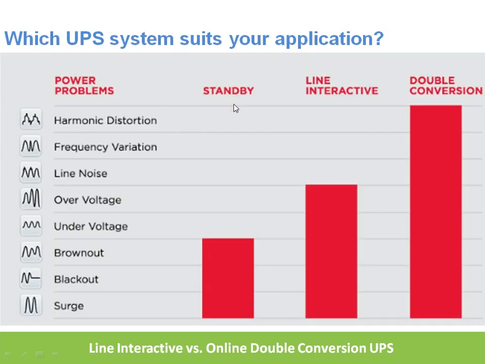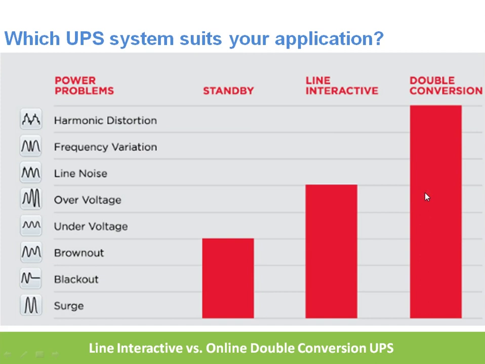And here you can see the comparison between the 3 commonly used UPS systems. Standby is still inferior to the line interactive UPS topology. And here you can see the line interactive and double conversion, the two topologies I am discussing in this video. Line interactive does not solve the problem of harmonic distortion, noise and frequency variation, whereas double conversion, you can see, solves most of the power problems.